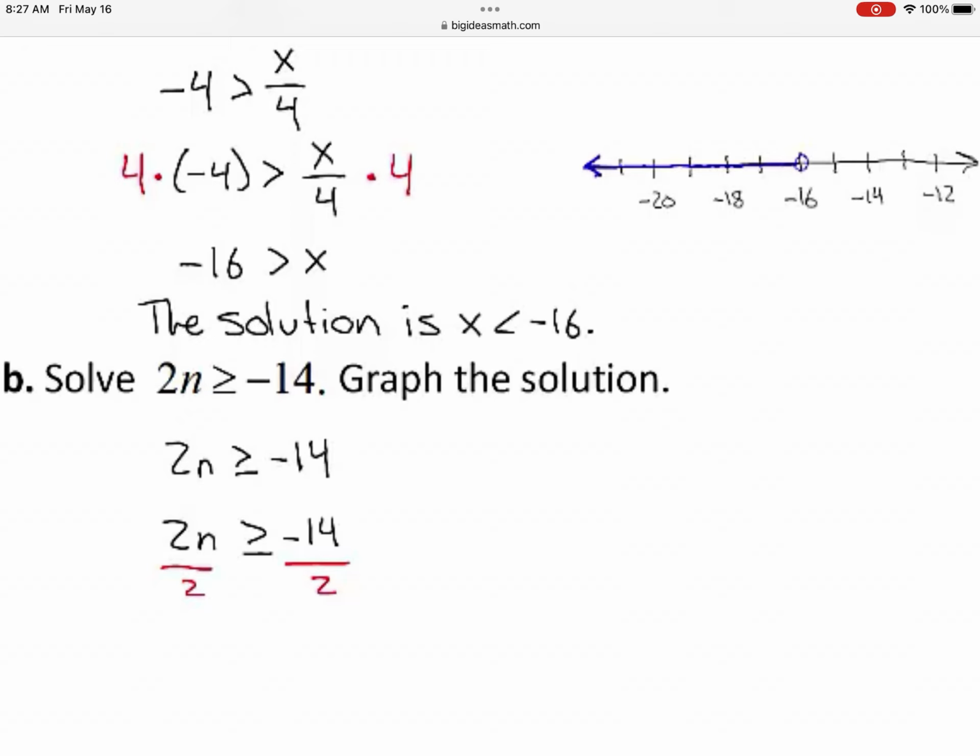Because 2 divided by 2 is 1 and negative 14 divided by 2 is negative 7, n is greater than or equal to negative 7. So the solution is n greater than or equal to negative 7.